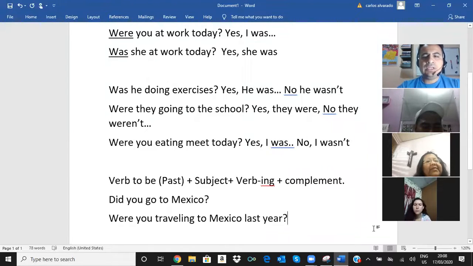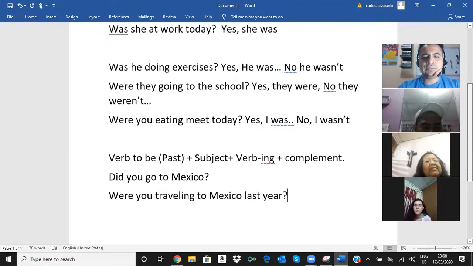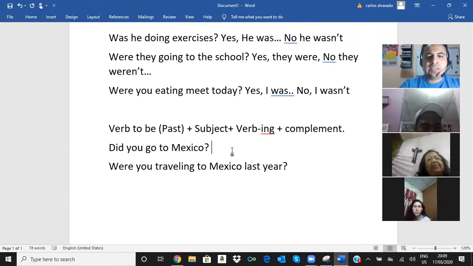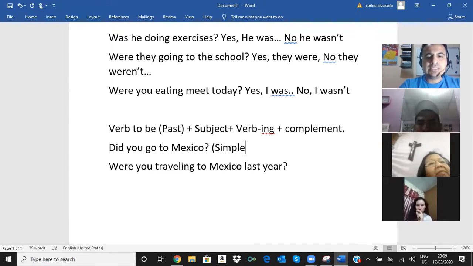Were you traveling to Mexico last year? También. O puedo decir, did. Did you go to Mexico? Okay. Now, ¿cuál es la diferencia en cuanto al tiempo? Simple past.